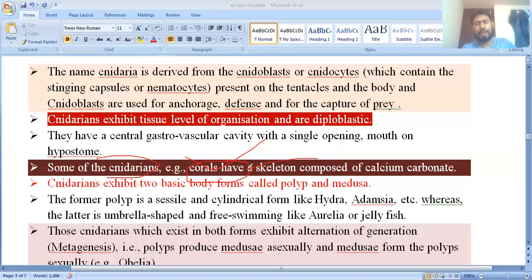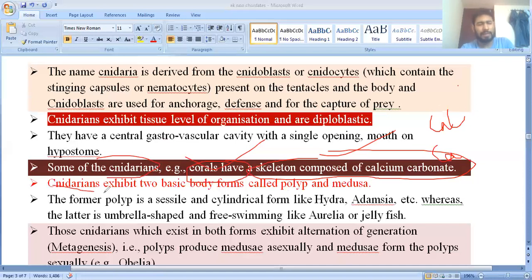Clear? And they have a skeleton, which is made up of calcium carbonate. Here the skeleton is composed of calcium carbonate. One thing, calcium carbonate is also known as limestone, CaCO3. Limestone, calcium oxide, slaked lime, and calcium hydroxide, that is the lime water. Clear? This is a chemistry point, so you have to learn this.